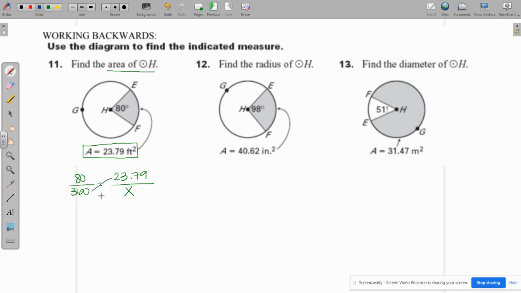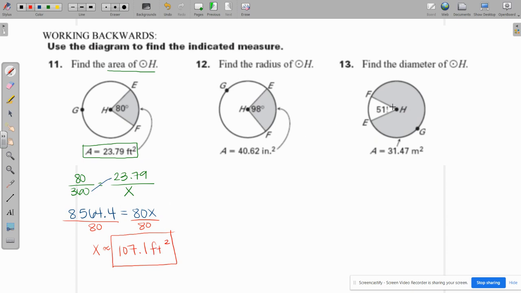We're going to do 360 times 23.79. Let me type that in. 360 times 23.79 is 8,564.4, and that equals 80x. Then to isolate x, we divide both sides by 80. And I get that x, or the area of the circle, is approximately 107.1, and we would say that's feet squared because it's still an area.